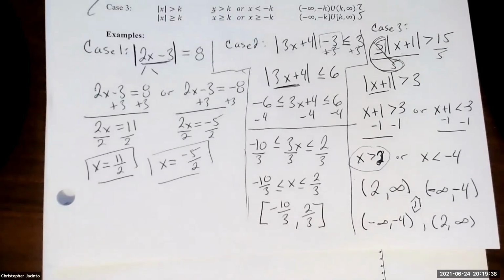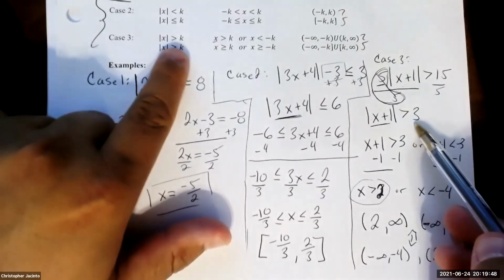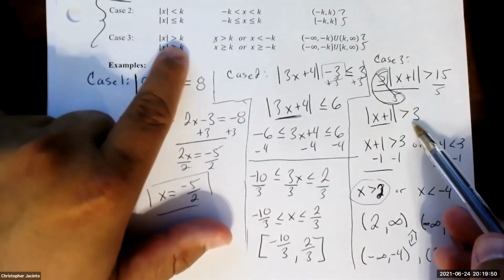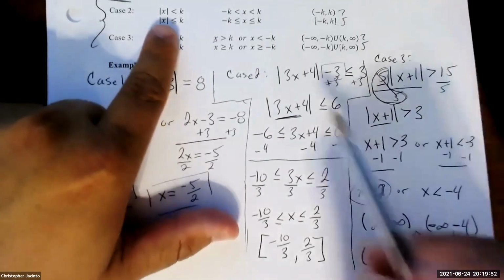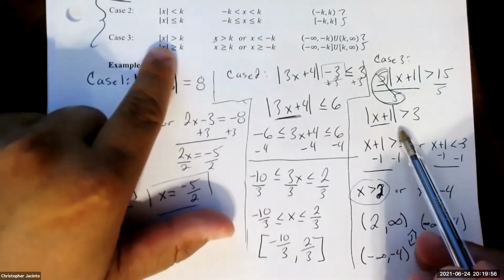So the reason why that was considered case 3 is it because we were multiplying against the absolute value? No, it was case 3 because the absolute value is greater than a number. Ah, okay, I see that. That's why. So case 2 is less than, and case 3 is greater than. That's why.